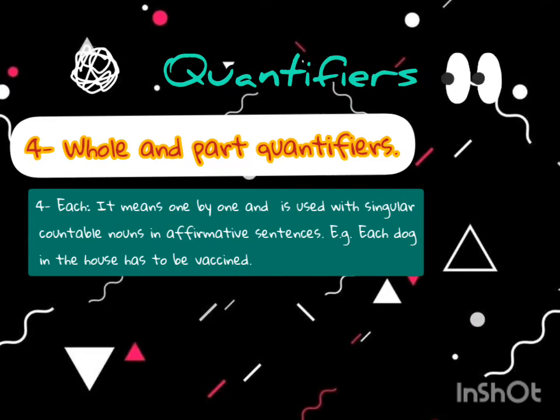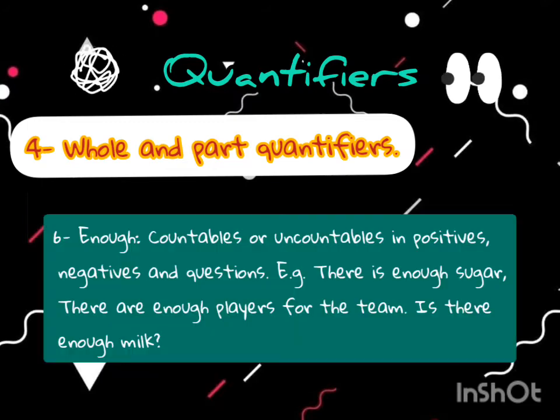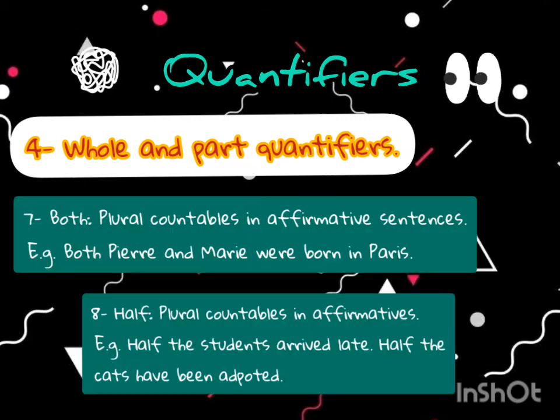Each means one by one in a group, and every means all together in one group. Both of them are followed by singular countable nouns in affirmative sentences only. Enough means just the quantity I need, and it is used with countable or uncountable nouns in affirmative, negative sentences or also in questions. Moving on, both is used with plural countables in affirmative statements.